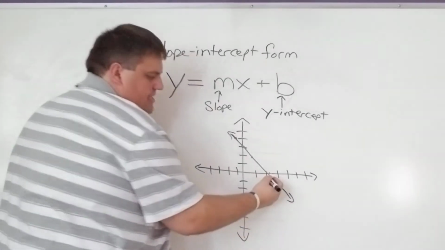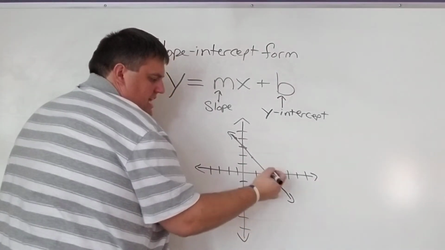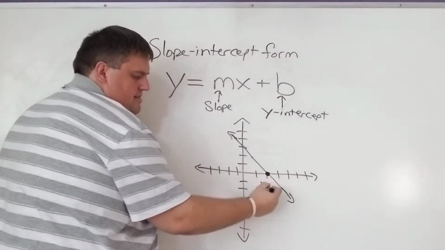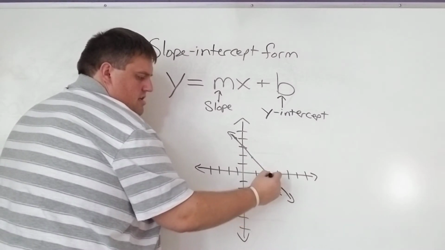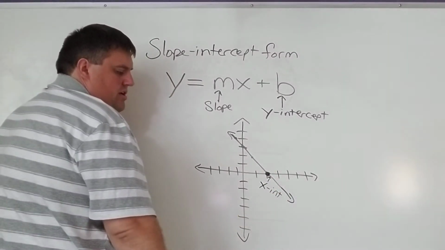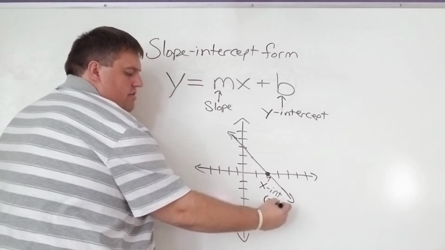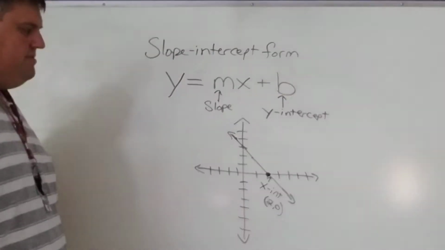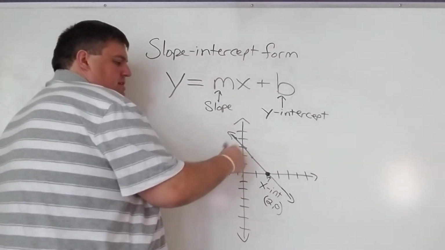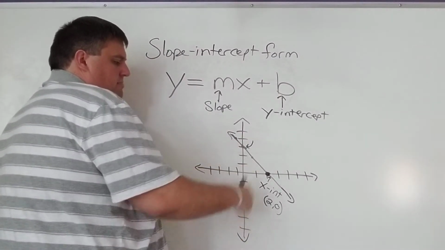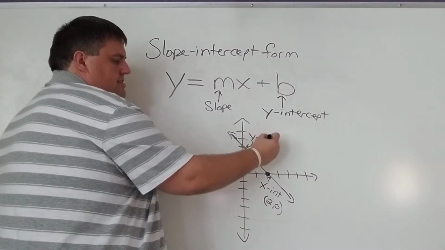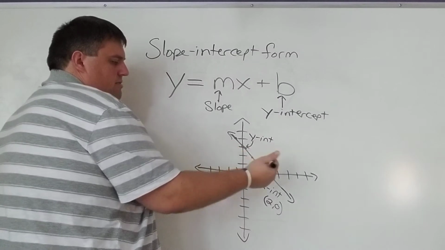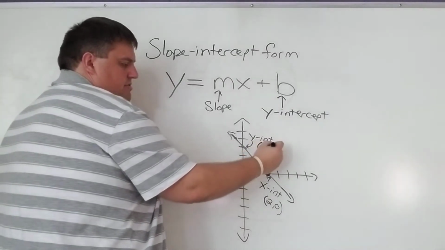The x-intercept is the spot where it crosses the x-axis, which is right here at 2, or the point 2, 0. That would be an x-intercept. The y-intercept up here is the point where it crosses the y-axis. So in this case, that would be 3, or the point 0, 3.